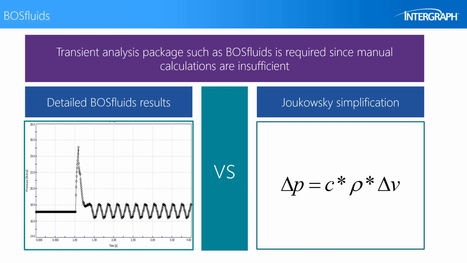We have one value that comes out of the Joukowsky simplification, the delta P. Compare that to the detailed BOSfluids results, where we can see the change in pressure as the pressure wave reverberates through the system with the initial high peak, and then as the pressure wave decays as it flows through or reverberates through the system.